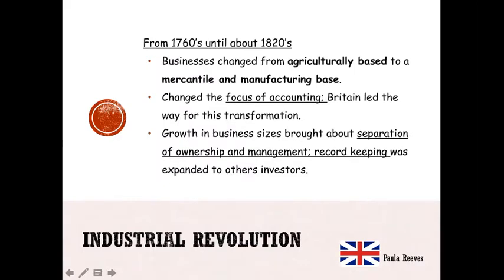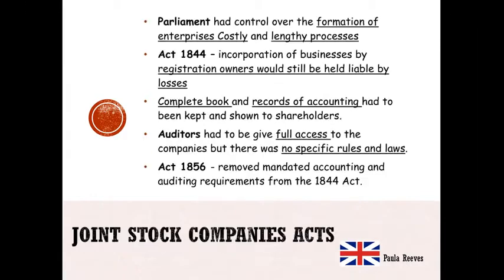The Industrial Revolution changed the focus of accounting. Britain led the way for this transformation. From 1760s until about the 1820s, businesses changed from agriculturally based to mercantile and manufacturing based. Growth in businesses' size brought about separation of ownership and management. Record keeping was expanded to other investors. New techniques such as asset evaluation and profit calculations were being developed.